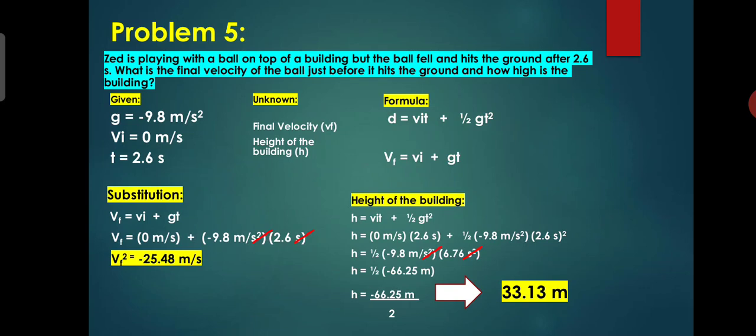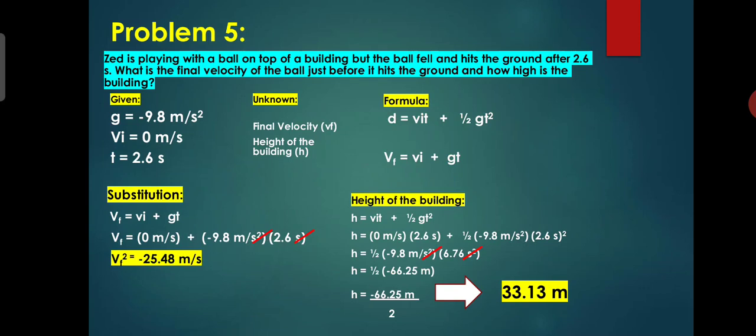Next, we have the unknowns. What we are going to compute is the final velocity, how fast the ball was going before it reached the ground, and then how high the building is. Next, the formula to determine the distance or the height is VIT plus 1/2 GT squared. VF, or the final velocity, is equal to initial velocity plus GT. So our D can also be H, I just didn't replace it here, but they are the same.